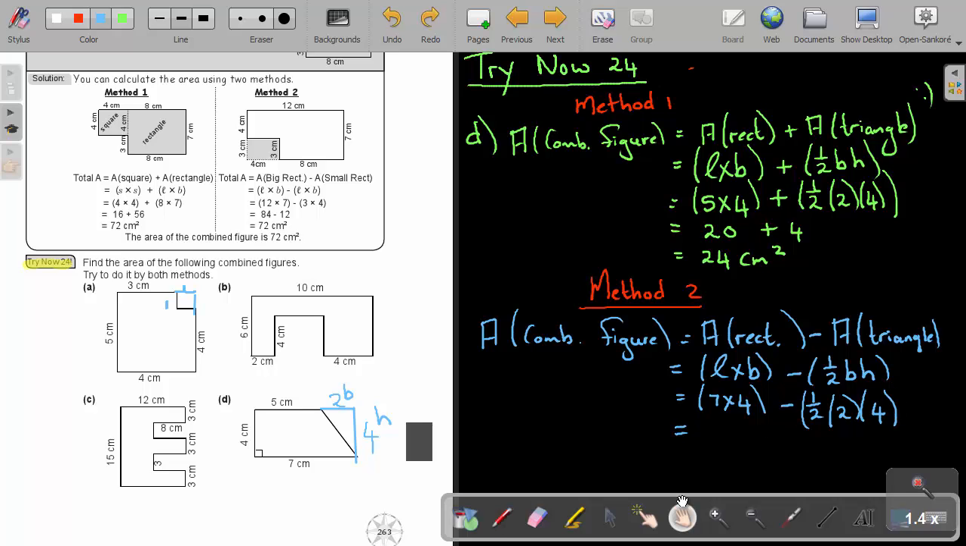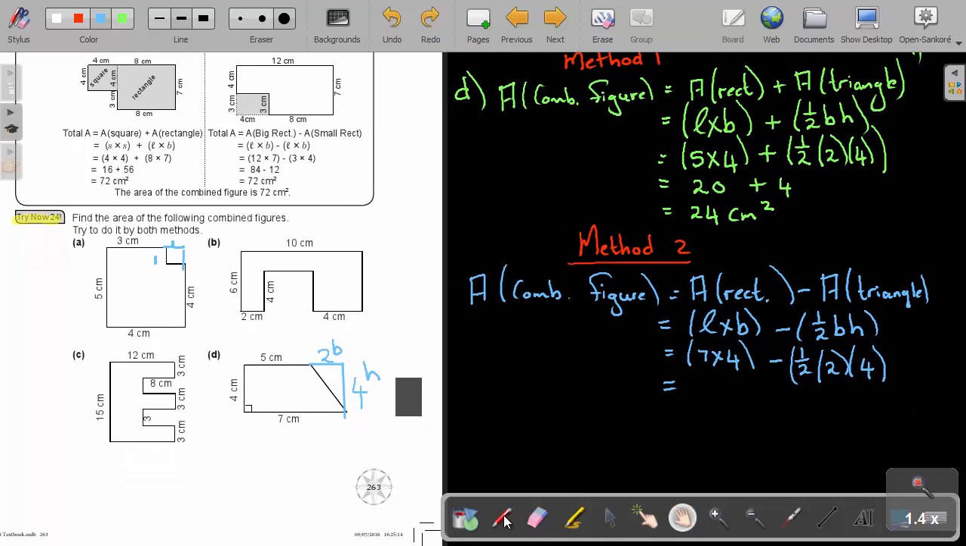And if I'm going to just move it up a little bit, this is going to be 28 minus, now 2 times 4, that will be 8, and the half of that will be 4. And if I subtract this, I also get exactly the same answer as I got there. So you can either do it on method 1 or method 2.